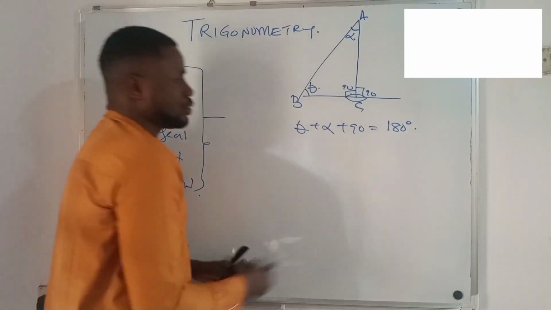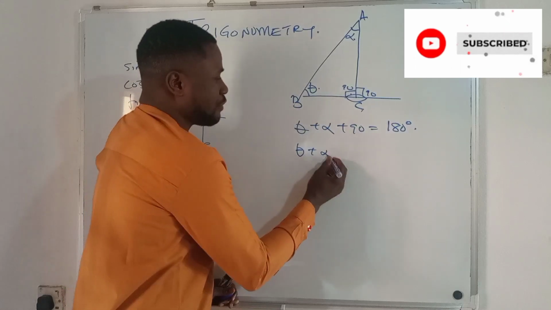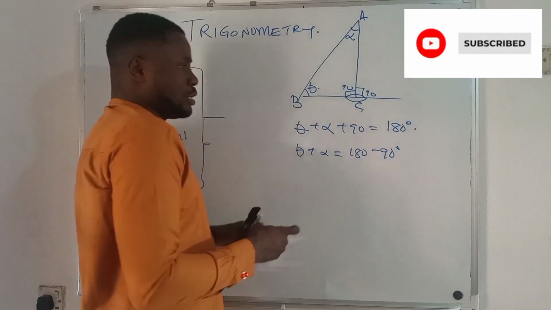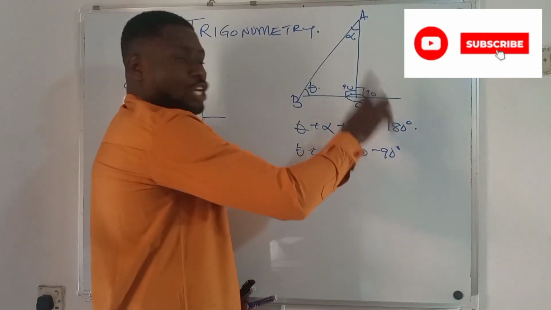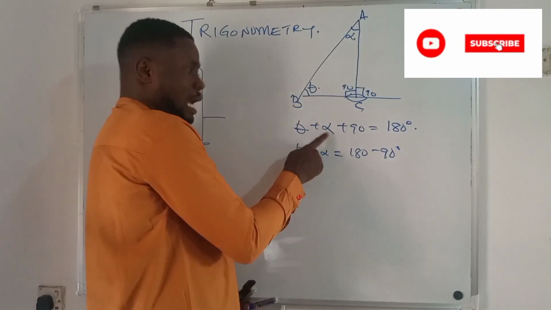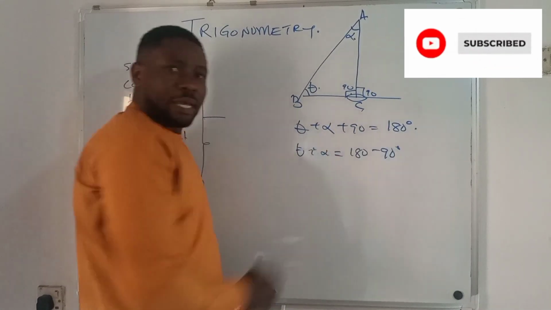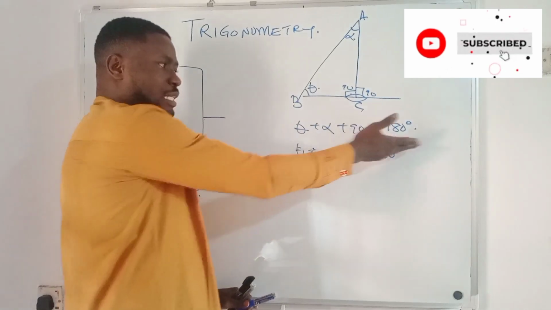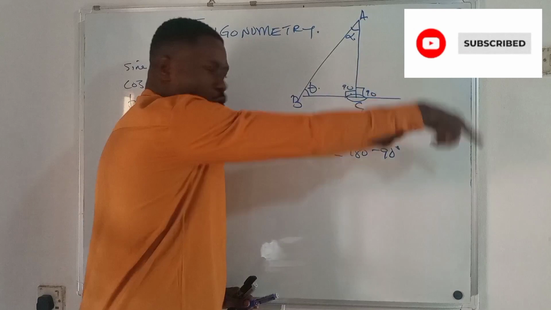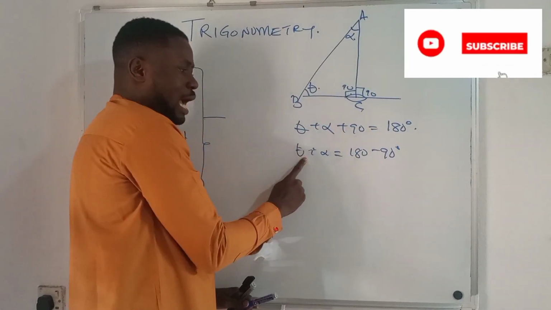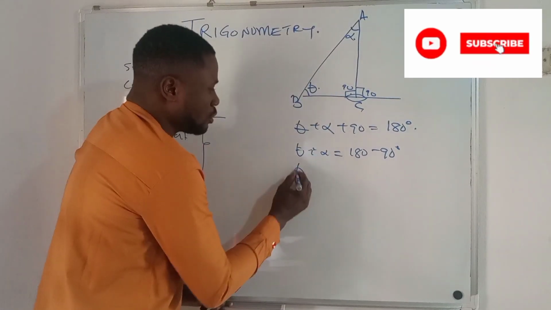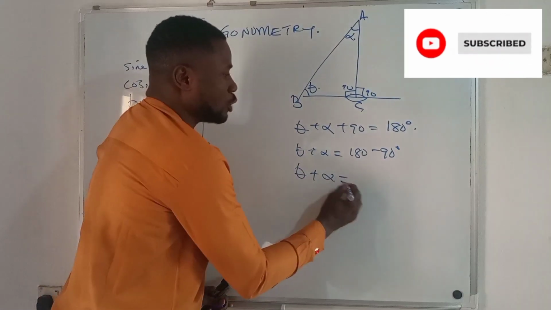Now this again tells you that theta plus alpha is equal to 180 minus 90 degrees. You know very well that the sum of angles in a triangle must be 180. That's why I said theta plus alpha plus 90 is equal to 180. When I have written it there, 90 goes to the other side. It becomes theta plus alpha equal to 180 minus 90, and that will give you theta plus alpha equal to what?